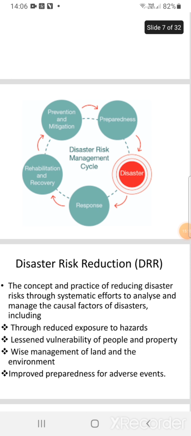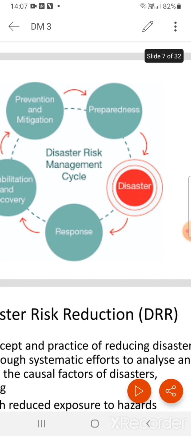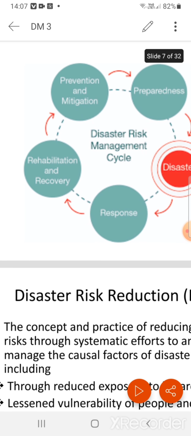Later, we reach a cycle that is known as the disaster risk management cycle, which will include a particular cycle which starts with a disaster. So once a disaster begins, or once an outbreak of a disaster starts, the first phase is the response phase, where we respond to it in a particular manner.